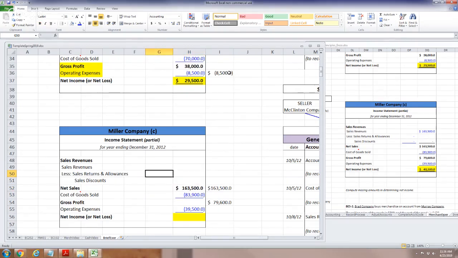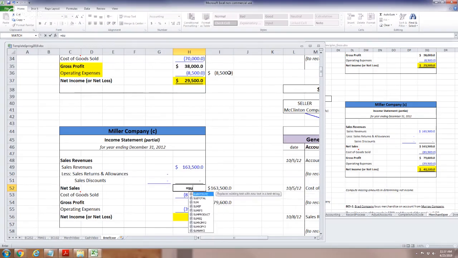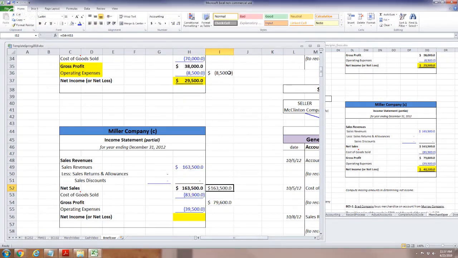We know that these two are 0, 0. That's a nothing transaction, nothing computation. But we don't know sales though. Well, this is net sales is 163, so this is 163,500. So this equals the sum of that, comma, that. Okay. We have all those. That's our 163. So we validated that.